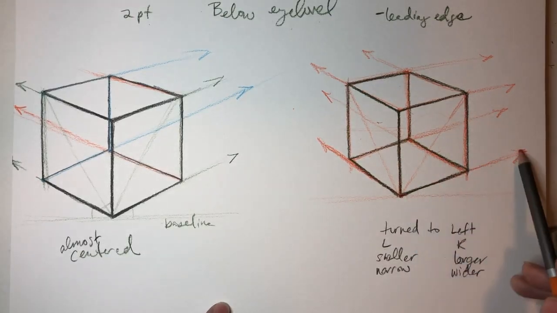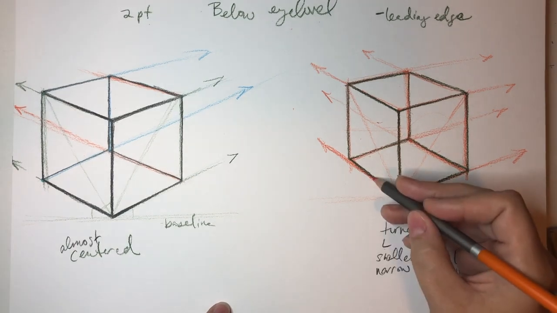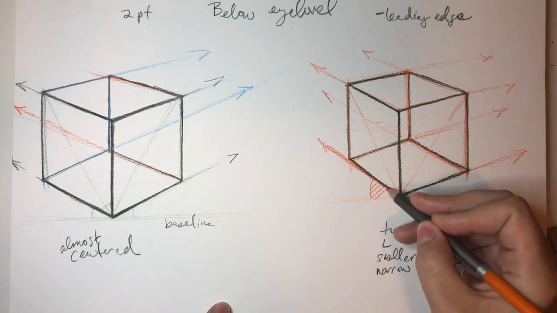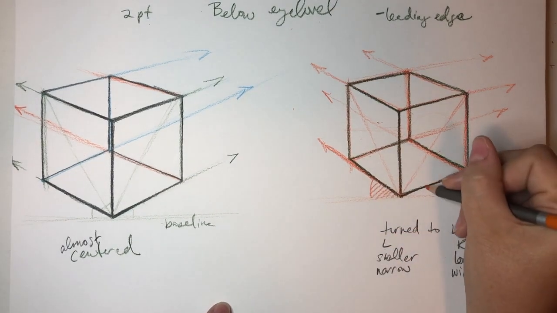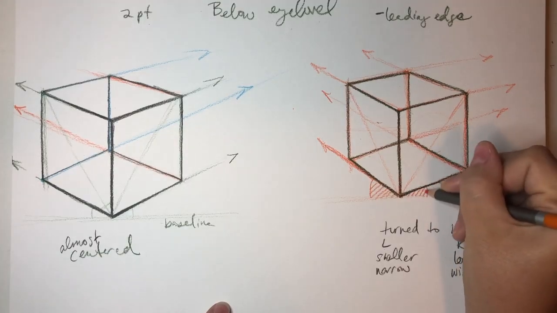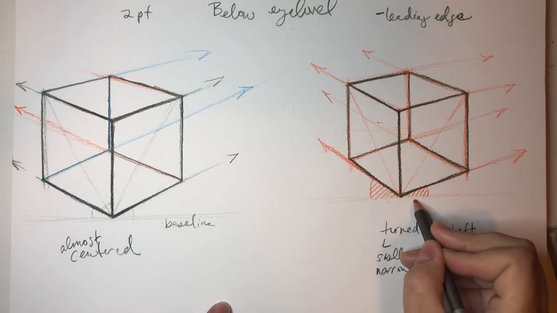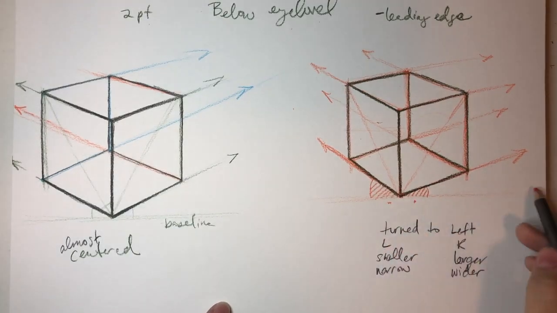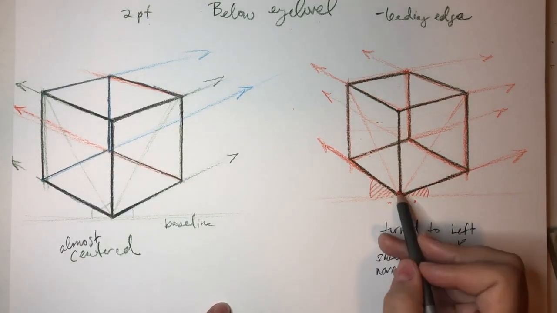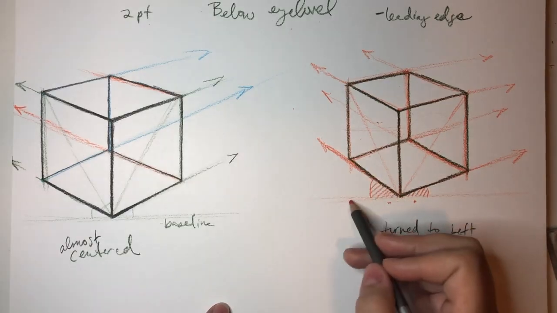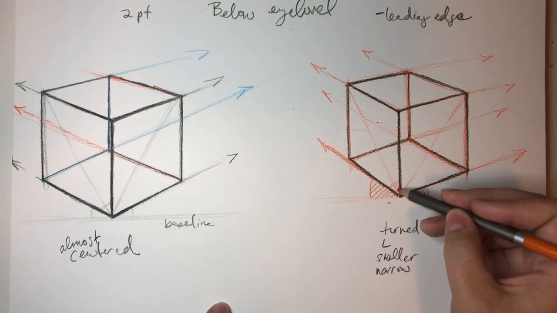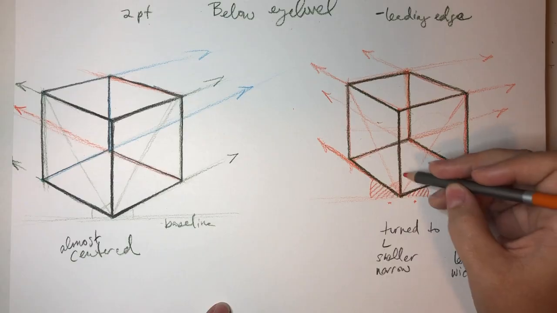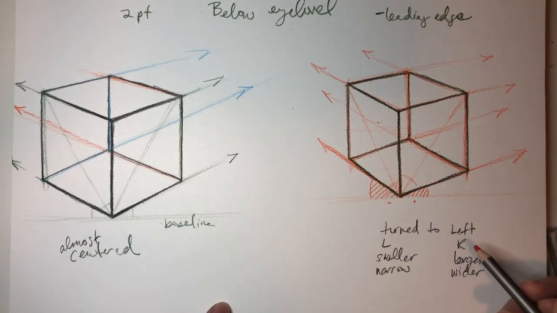This angle is more subtle, so when you're starting to draw your cube and you want it to be off center, make sure that these angles are different. One will be closer to horizontal, and the other one will be more acute, further from horizontal. This will be more acute. This will be a little bit bigger.